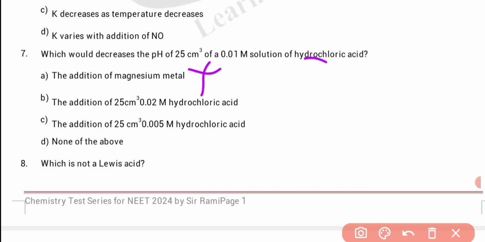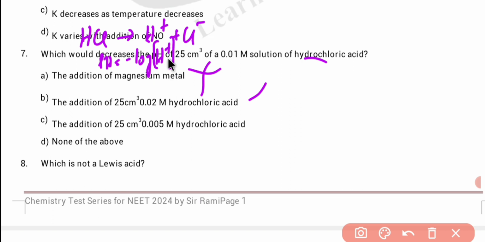The second one is the addition of 25 centimeter cube of 0.02 molar HCl solution. When HCl is dissociated, this will produce H plus and Cl minus ions. And we know that pH is equal to minus log of the H plus ion concentration.